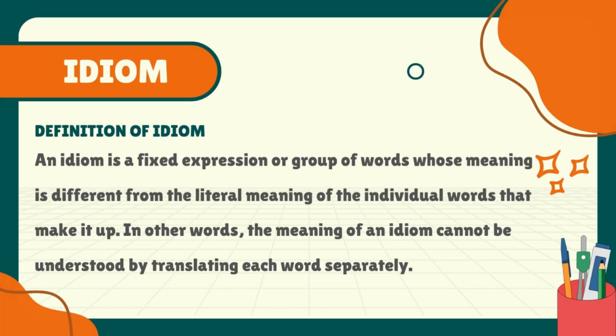So now let's move on to idiom. What is an idiom? An idiom is a fixed expression or group of words whose meaning is different from the literal meaning of the individual words that make it up. In other words, the meaning of an idiom cannot be understood by translating each word separately.